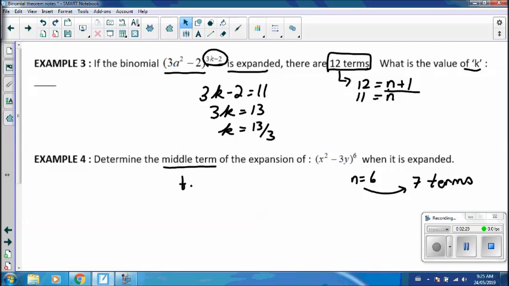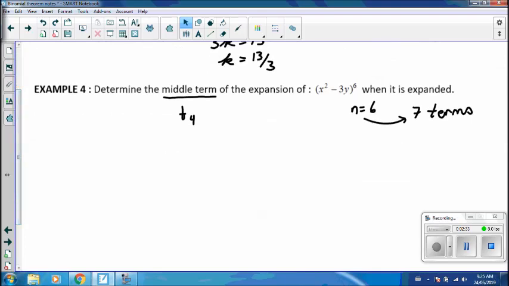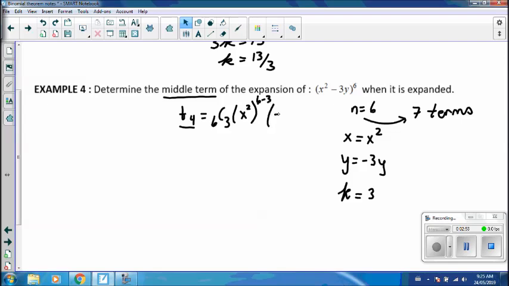So I'm really looking for term 4. If I'm looking for term 4, and I write out all my information, x is x squared in this case, y is negative 3y. Think about what k is if I'm looking for term 4. Well, k is 3. So now, I put all those things in my formula. N choose k times x, which is actually x squared, to the n minus k times y to the k.